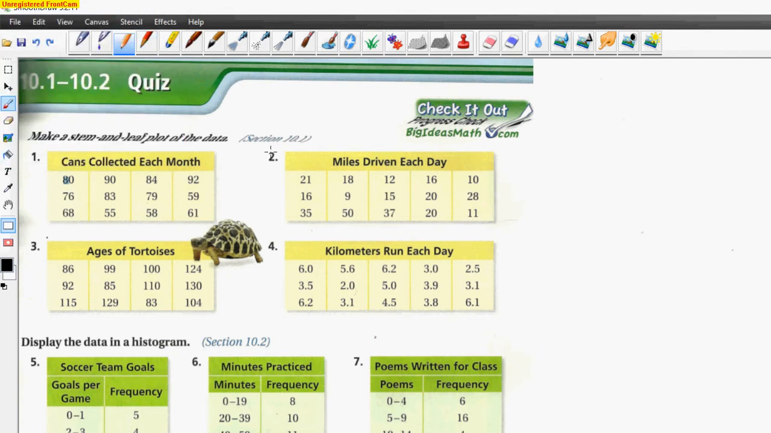Okay, let's go to number 2 now. Number 2 is very, very similar. It's just this time we are dealing with miles driven each day. But we're still going to set up, of course, the stem and the leaf, the same that we did for number 1. Let's get that out there and set up our actual stem and leaf.